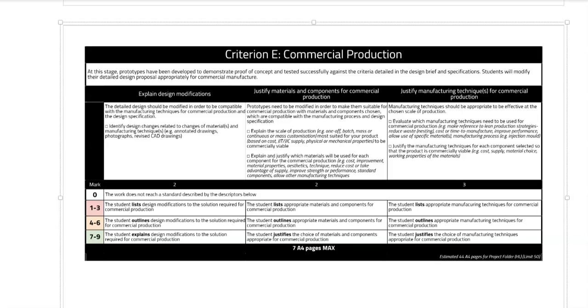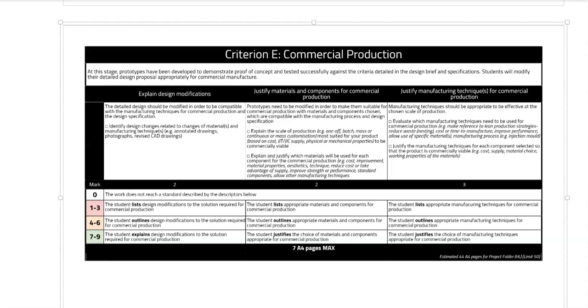So the key part of this criterion is to move from your prototypes into commercial production, and it's going to be broken down into 3 sections. Explain design modifications, that'll be 2 pages. Justify materials and components for commercial production, that would be 2 pages. And then justify manufacturing techniques for commercial production would be 3 pages.